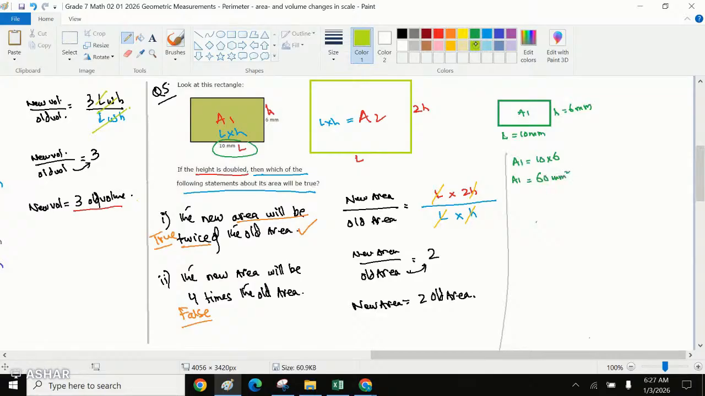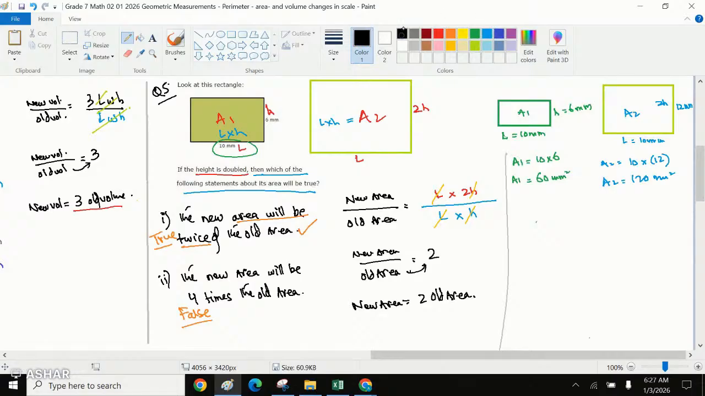But if we change the height to be twice, the length stays the same, 10 millimeters. This is area 2, but the height was 2h. That means the height is 12 millimeters. So what about area 2? Length multiplied by the height, which is twice now. Area 2 of the new shape comes out to be 120 millimeters squared.